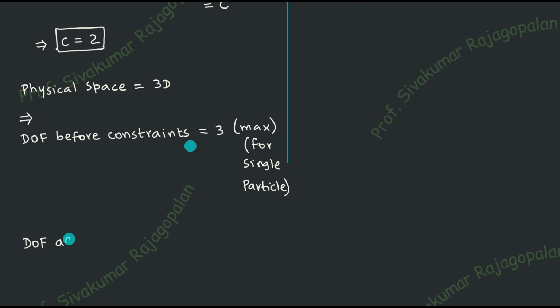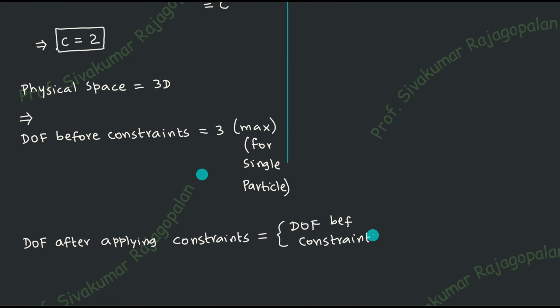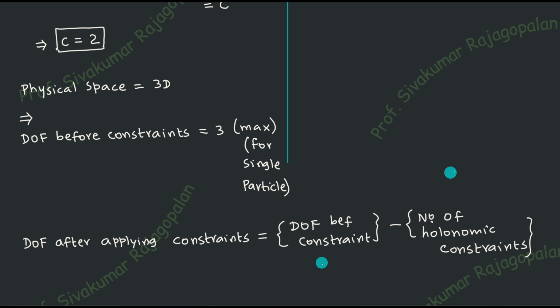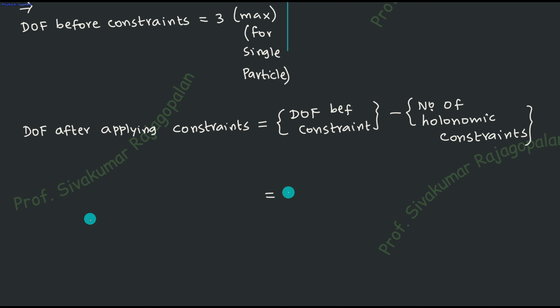And now comes the last calculation. The last calculation is degrees of freedom after applying the constraint. So of course, the statement I have already written, I will make it once again. So it's a very simple expression: degrees of freedom before constraint minus number of holonomic constraints. That's all. That's what you have to do. You already know that currently we have 3 here and we have 2 constraints. So 3 minus 2 is what you have to write down. And this is what we say final number of degrees of freedom.